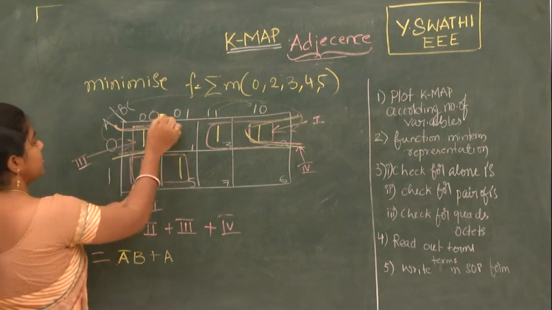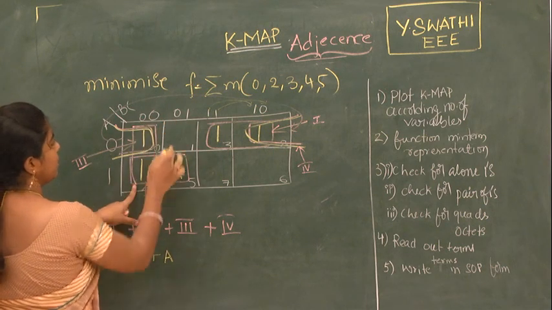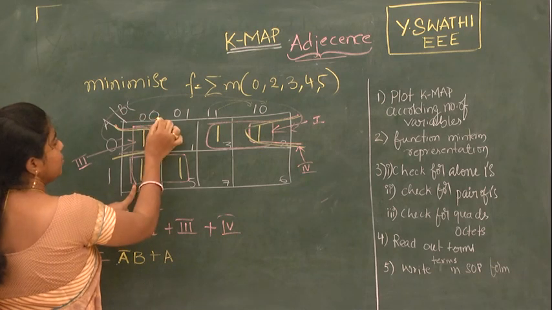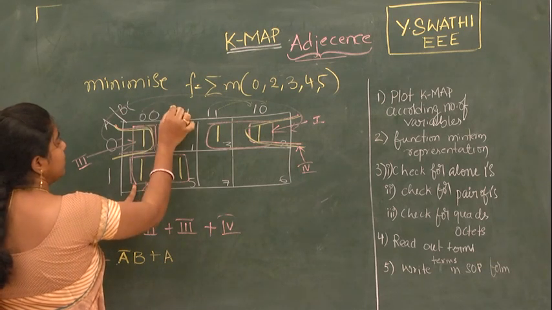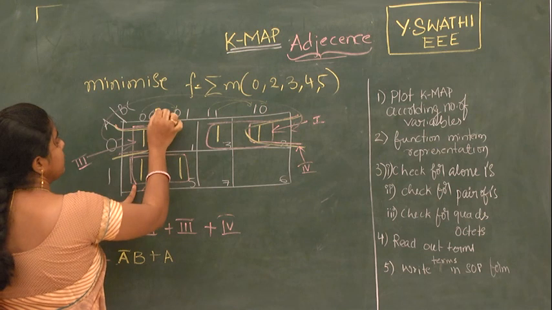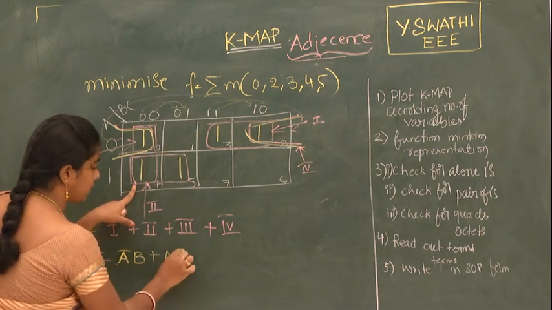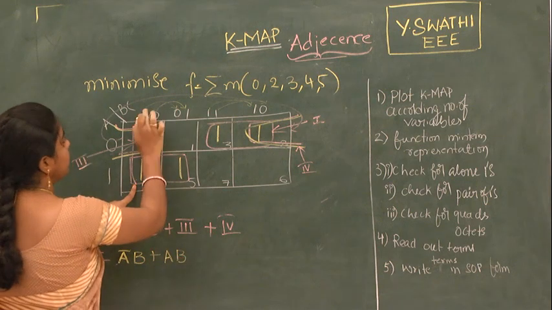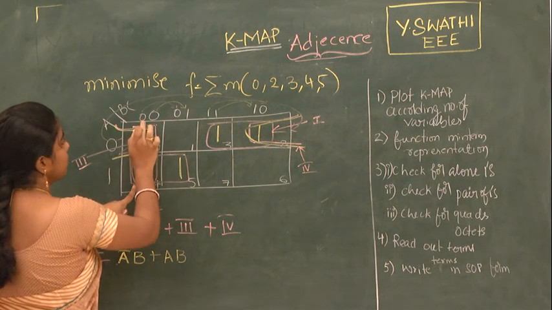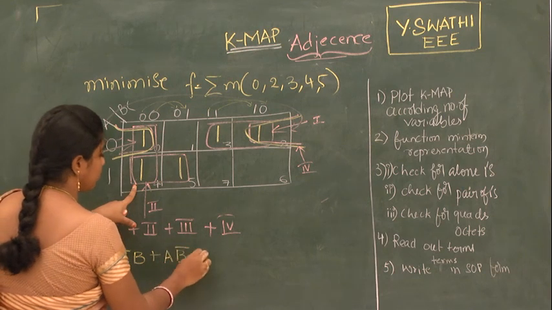And in these two cells, the combination of BC are 0, 0 and 0, 1. So B didn't change from 0 and C changed from 0 to 1. So B is in uncomplemented form. Sorry, complemented form. B is in complemented form because B is 0 here. So B bar.